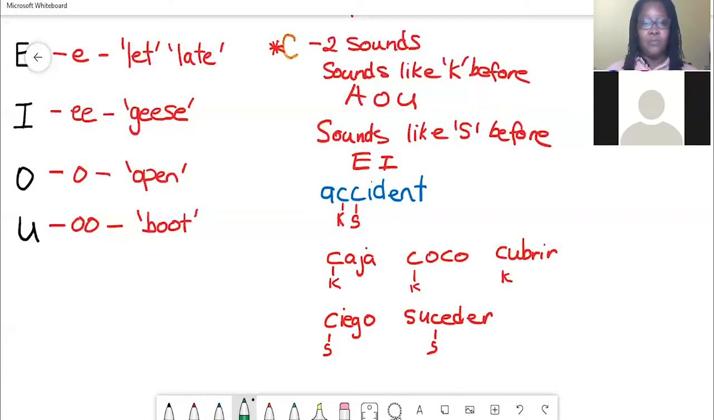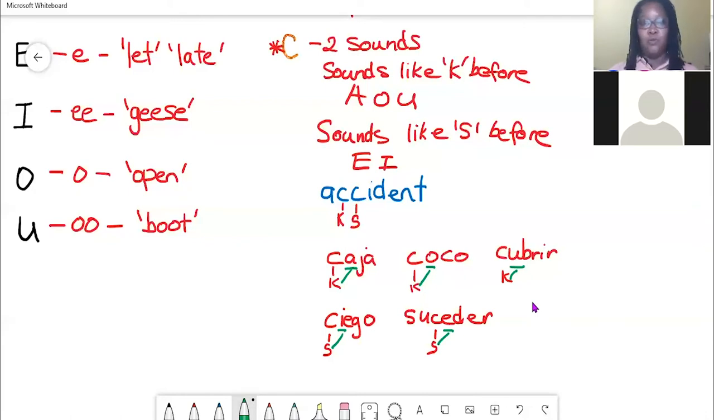The rule that we just spoke about. When it comes in front of an A, it takes that K sound. In front of an O, it takes that K sound. In front of a U, it takes that K sound. In front of an I, it takes the S sound. In front of an E, it takes the S sound as well. So C is one of them that you really have to keep your eyes on, because depending on who it's hanging out with at that particular point in time, it is going to change its sound.